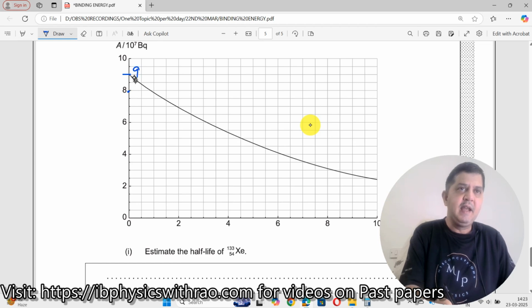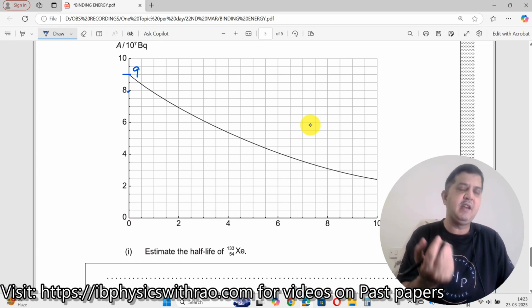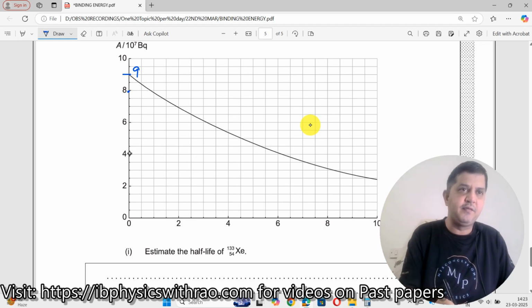9 over here. If this is 9, then the activity reduces similar to that of the number of atoms. For every one half-life, activity reduces by half. So if this is 9, then half is 4.5. Where is 4.5? This is 4, this could be 5, so 4.5 could be here. Just draw a line parallel to the time axis. It will intersect at this point. Now from here, drop a perpendicular. It will intersect over here.